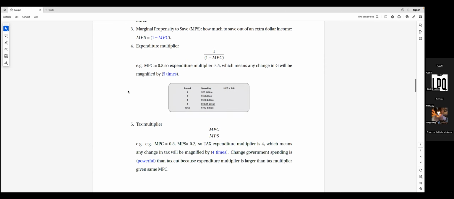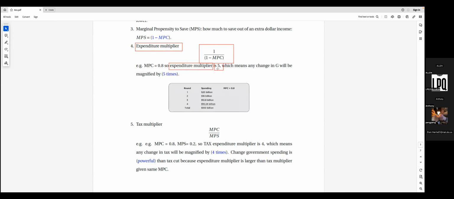The third step is using this formula. You need to memorize this formula: 1 divided by 1 minus MPC. You can calculate something called the expenditure multiplier. Let's do an example. You're still using 0.8 as your MPC. So 1 divided by 1 minus MPC, you get 5. So 5 here is called the expenditure multiplier.